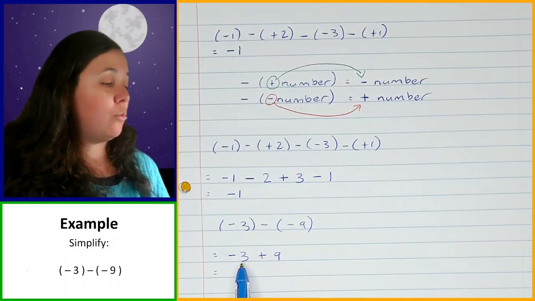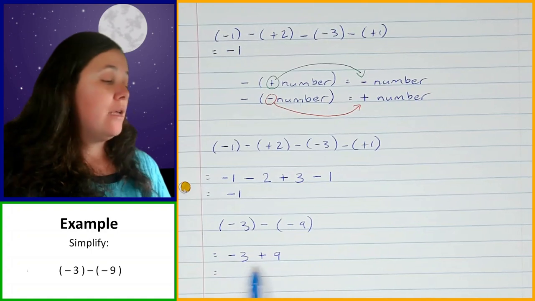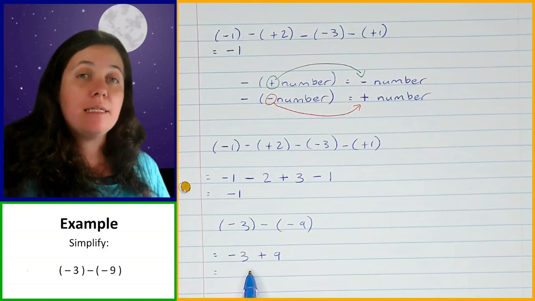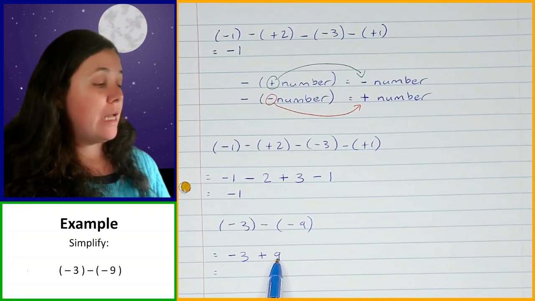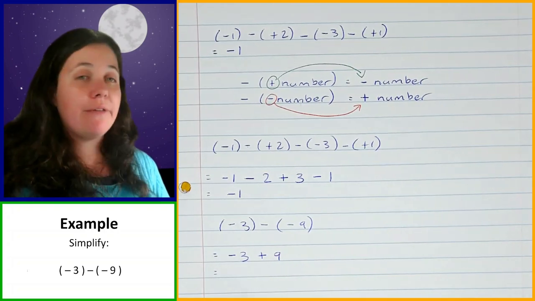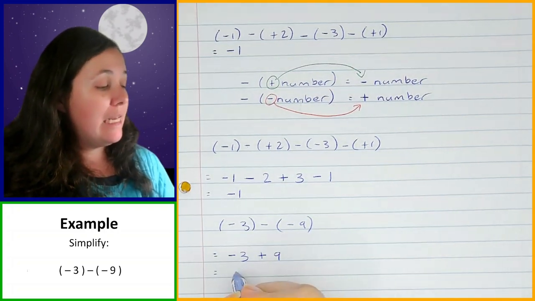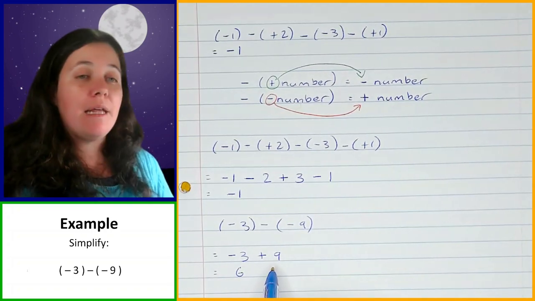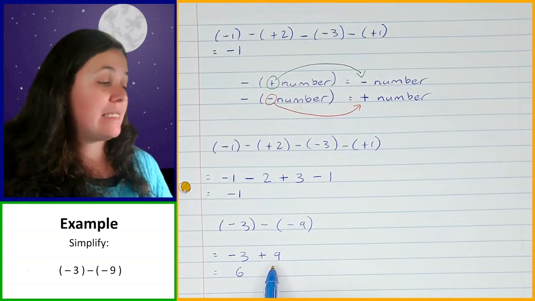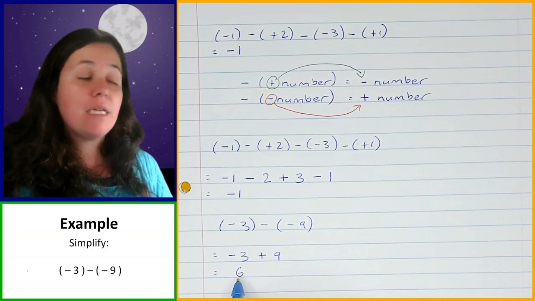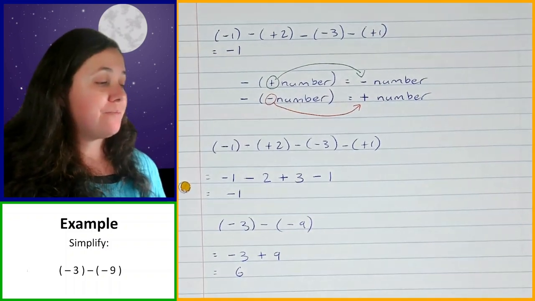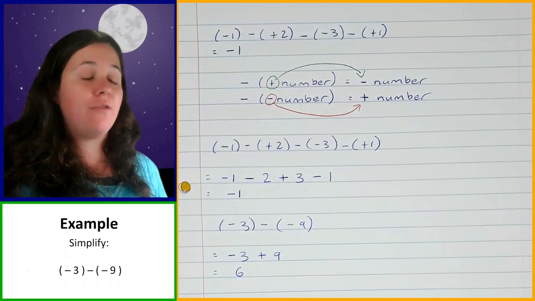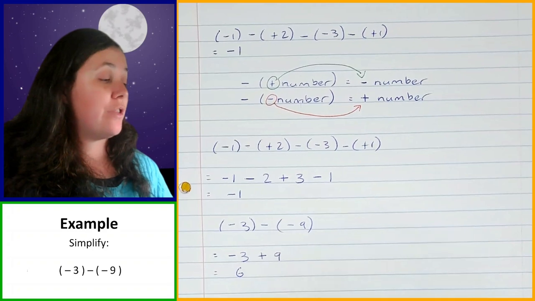So now I can say, okay, well, because I have two things over here that have opposite signs, I am going to subtract the absolute values. So 9 minus 3 gives me 6. And then I take the sign of the one that has the higher absolute value, in this case, that is the 9, and that is the sign that my answer is going to get. So because the 9 is positive, my answer is going to be positive as well. Okay, so that's what you need to do for that example.